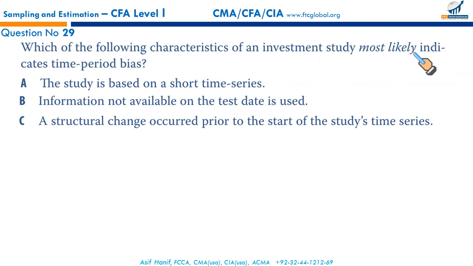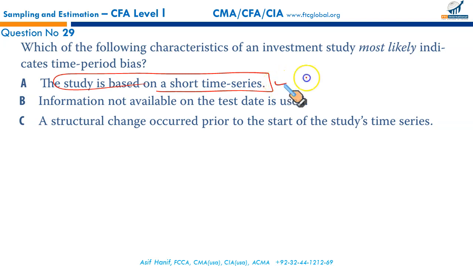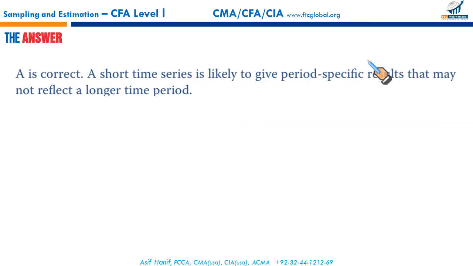Which of the following characteristics of an investment study most likely indicates time period bias? Time period bias: the study is based on a short time series only, because a short time series is likely to give period-specific results that may not reflect the longer term. So look no further. This is the right option. That ends your reading on sampling and estimation.